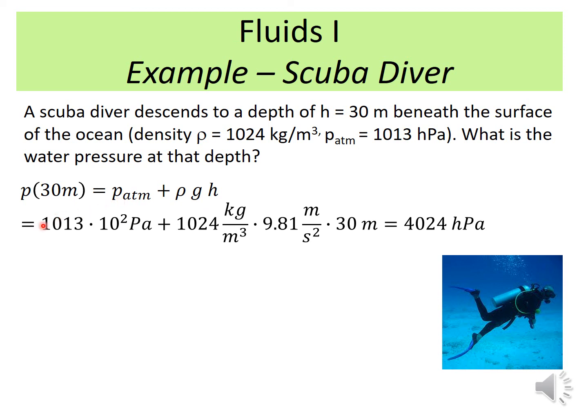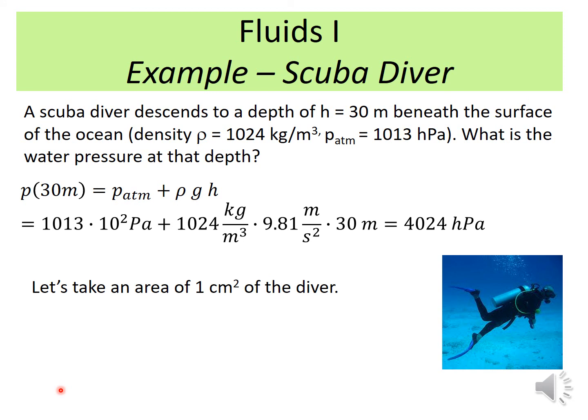So the atmospheric pressure is here, 1,013 hectopascal. Hecto is 10 to the 2. And then we have 1,024 kilograms per cubic meter as the density of the seawater, our gravitational acceleration, and then the depth was 30 meters. We have already seen that this really is delivering Pascal, and when I put the numbers in, I get 4,024 hectopascal.